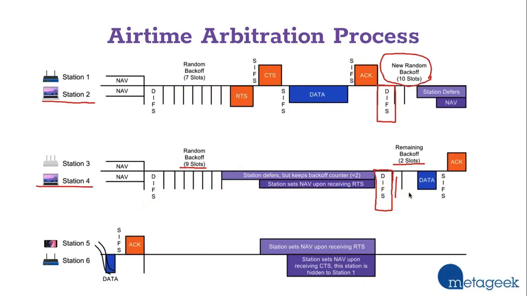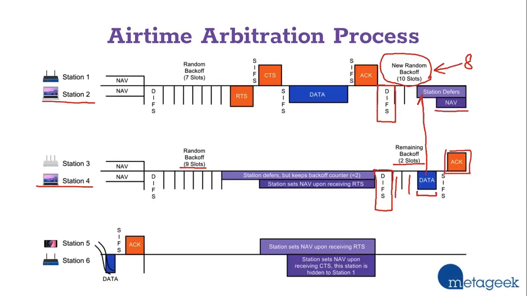So it's going to count 1, 2, hey, nothing talked. So it's my turn to talk. So station 4 is going to immediately begin transmitting its data. And when that happens, station 2 is going to defer, and then it's going to set its NAV timer and wait it out, wait until that conversation is done. Next time around, it's going to have 8 backoff slots remaining. So it won't have to count or wait as long next time. Then station 3 gives us the acknowledgement, and we're done.